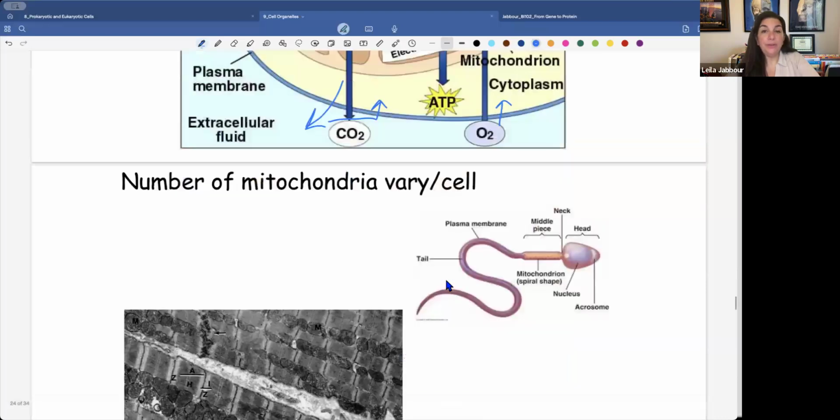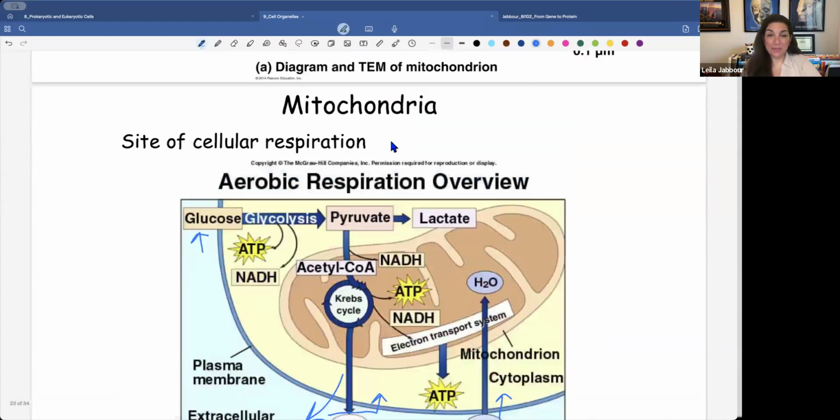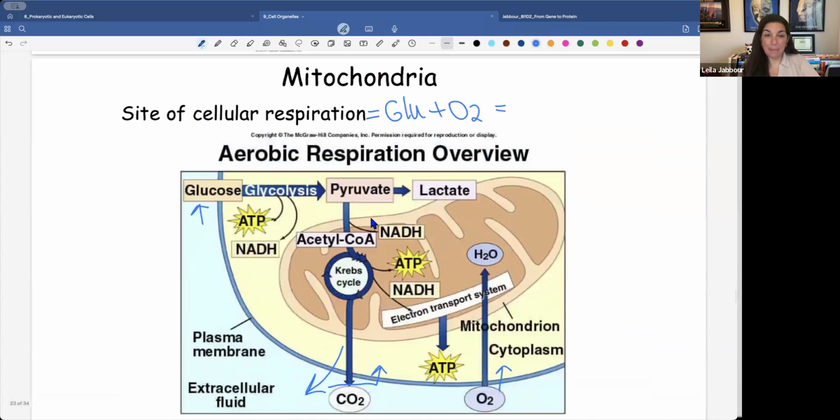Okay, so the mitochondria are very important for the cells. It's the site of cellular respiration where glucose plus oxygen is going to give you ATP in the end. I'm not going to write any particulars. It's basically to give you ATP. Yes, you release CO2, that's what you exhale, but the goal is to produce ATP. That's the goal, because that's the energy currency.